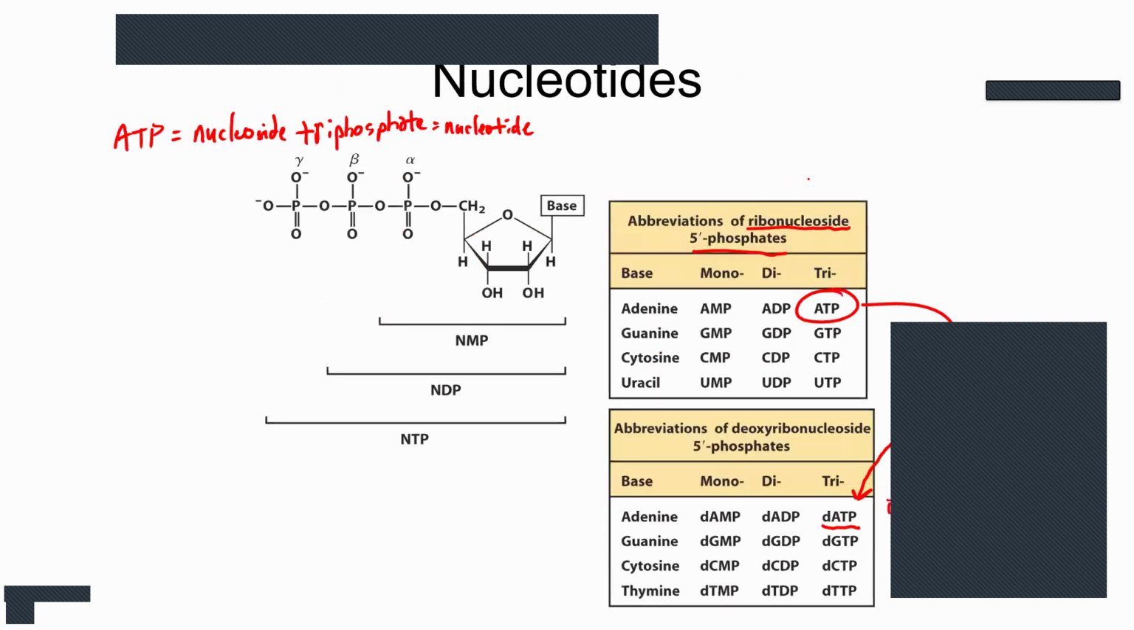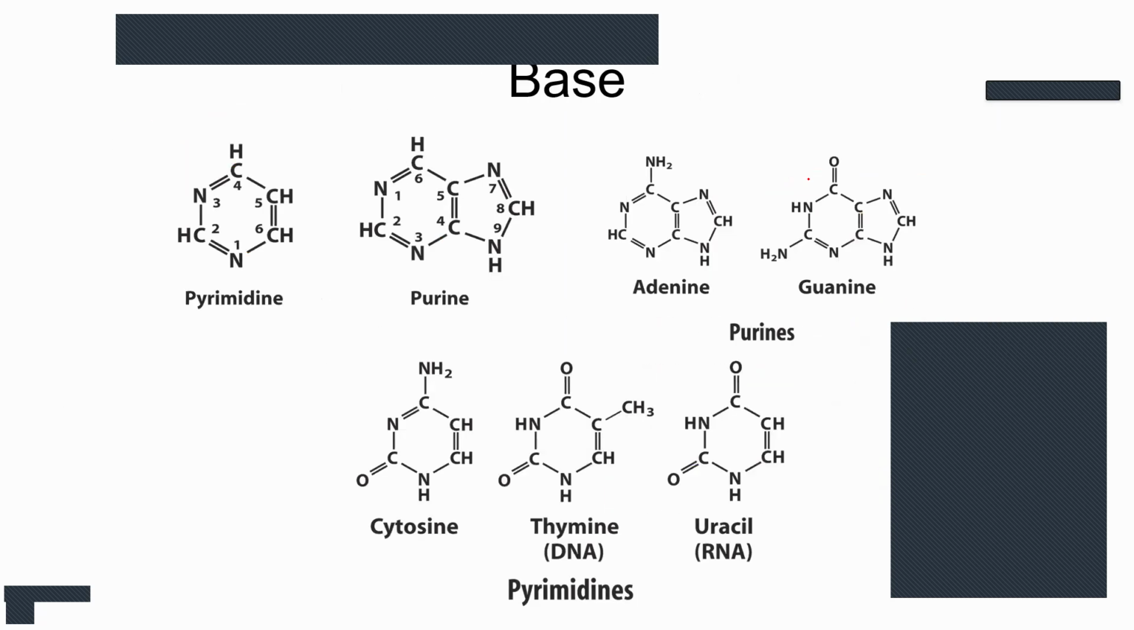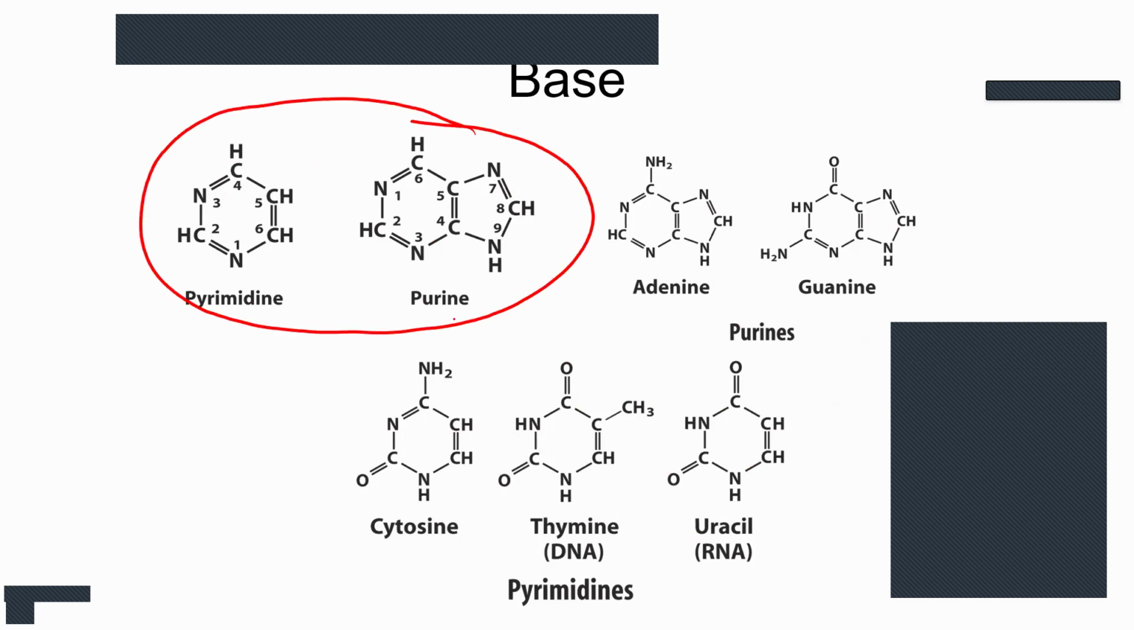Okay, next up, the nitrogenous bases that we find in a nucleoside triphosphate, or heck, a nucleoside for that matter, are categorized as either a pyrimidine or a purine.